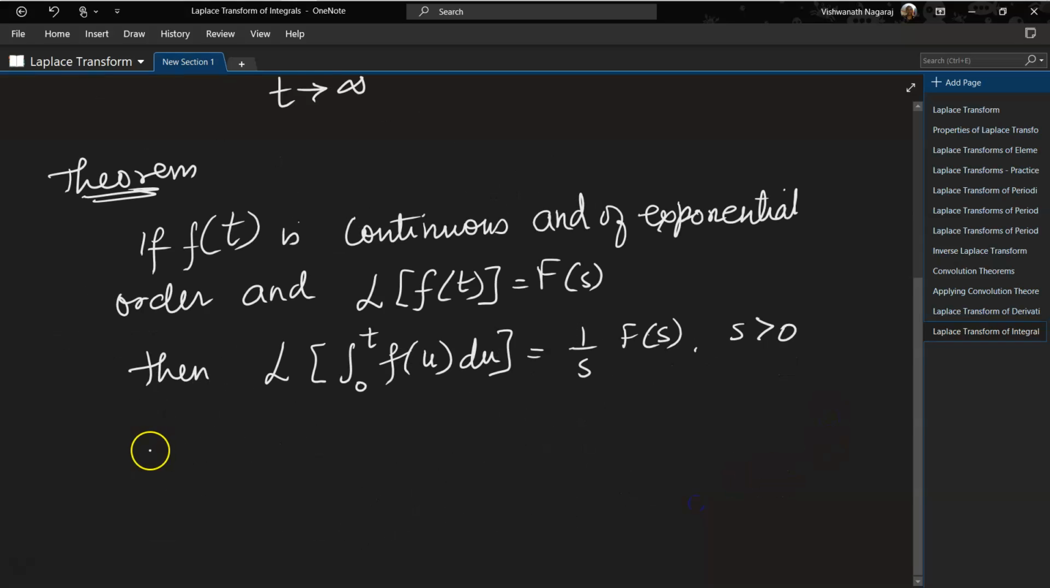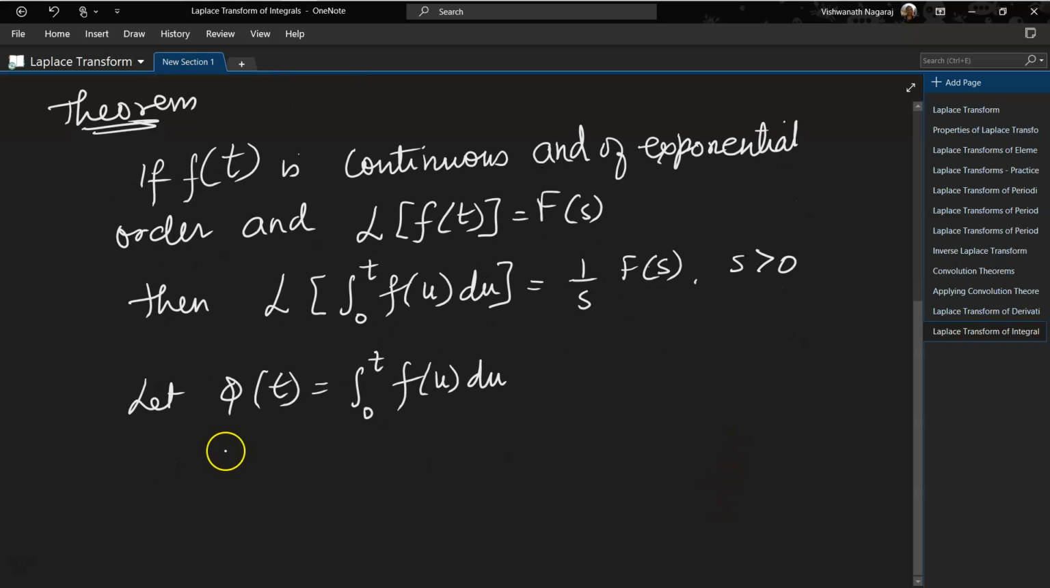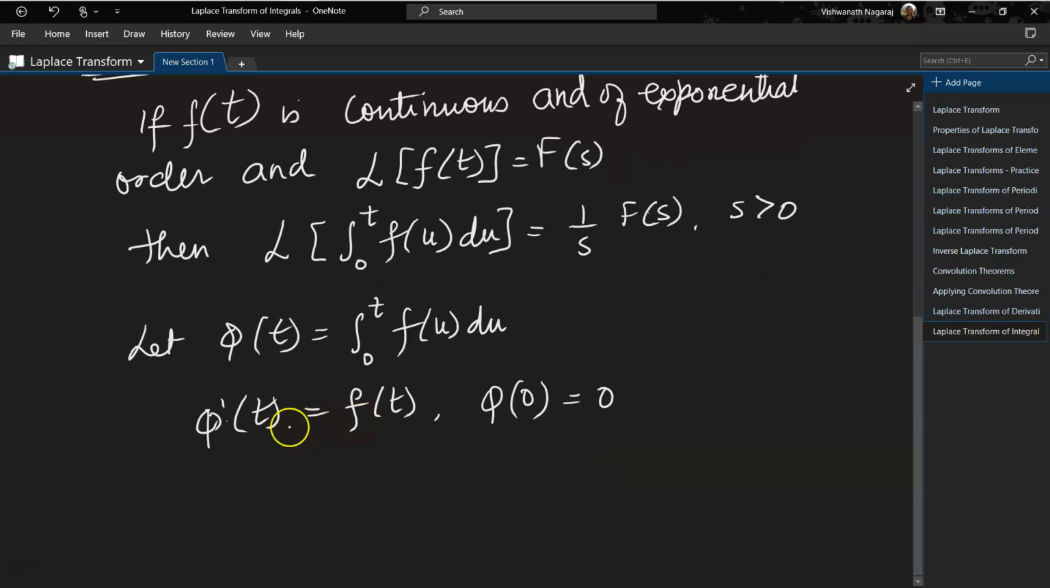Okay, let's prove this. So let phi of t be equal to the integral 0 to t of f of u du. Now if we differentiate it, what do we get? Phi prime of t, we get f of t, and phi of 0 is equal to 0. Now let's take the Laplace transform of both the sides. So Laplace transform of phi prime of t is equal to Laplace transform of f of t.